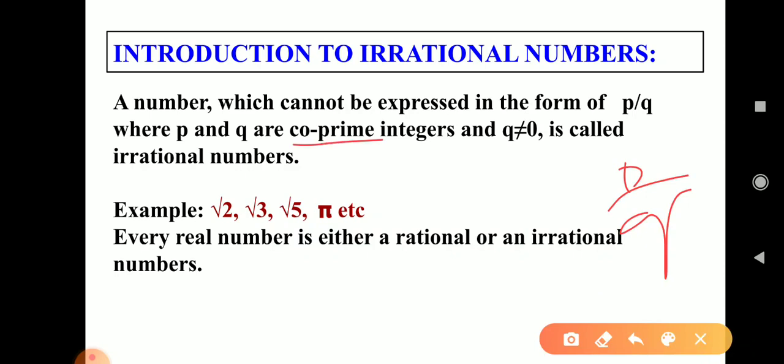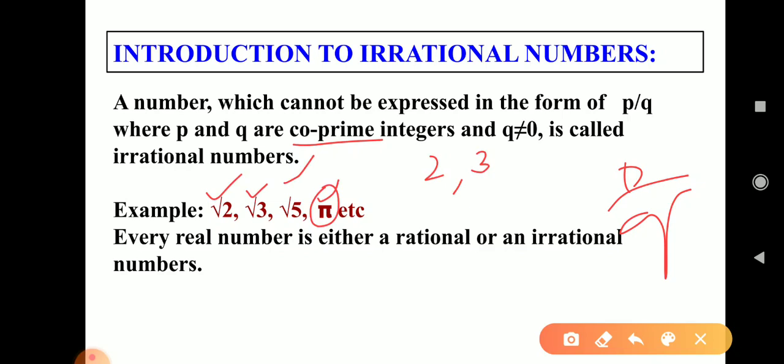What are co-prime integers? As you all know, co-prime means their common factor is 1, or HCF is equal to 1. Like 2 and 3, 3 and 5, 5 and 6, 5 and 7. These are co-prime integers, and the denominator is not equal to 0. Numbers which cannot be expressed like we did for rational numbers are called irrational numbers. For example, root 2, root 3, root 5, and the pi value we use in problems. Pi, which we take as 22 by 7, is called irrational.